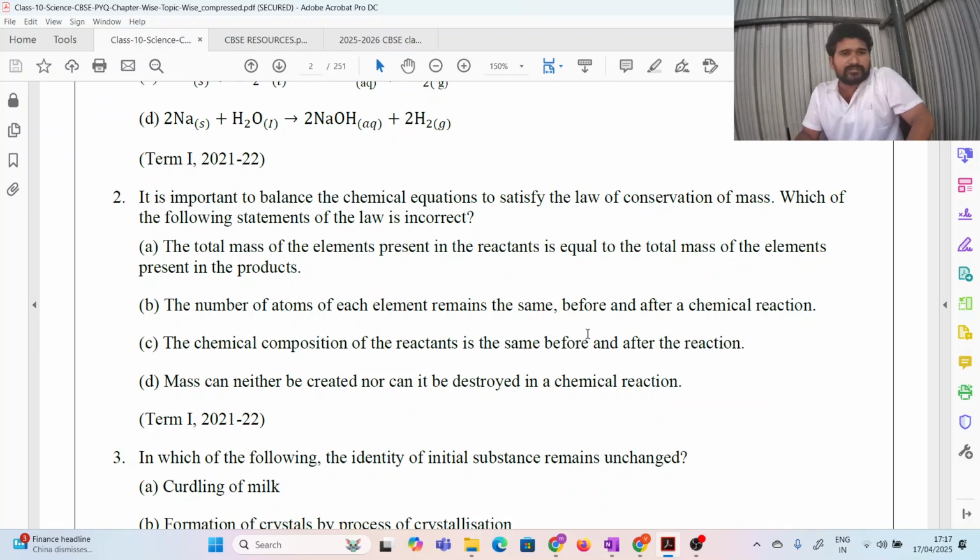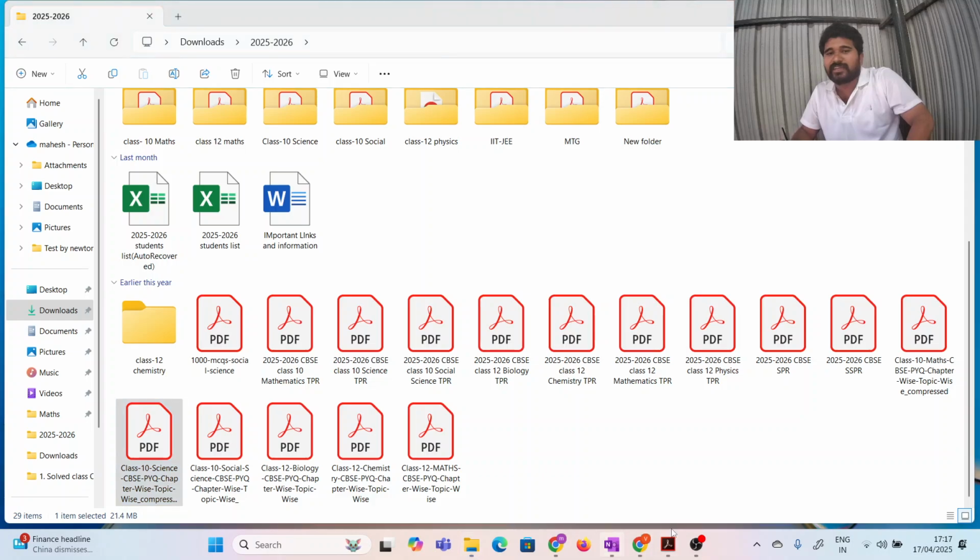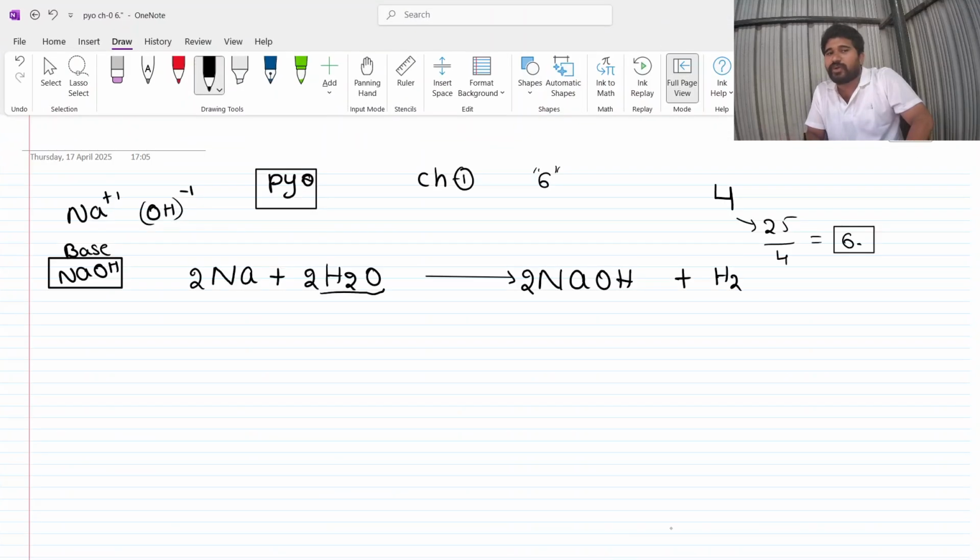Option B, sir. Number of atoms of each element remains the same. What's wrong with that? What's wrong with B? Chemical composition, how it is changing: if you remember the earlier example itself, in H2O, H and O are together. After the reaction, H2 and O2 are separate, so the composition changed. Clear? So that is called chemical composition change.